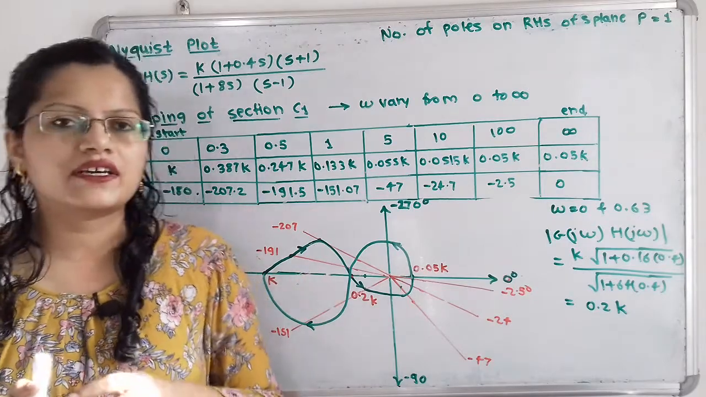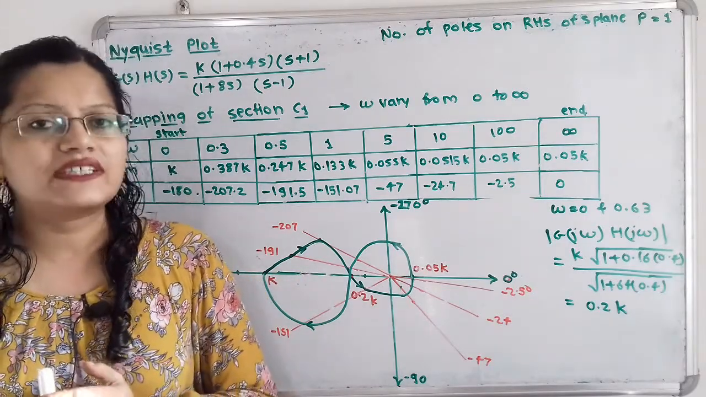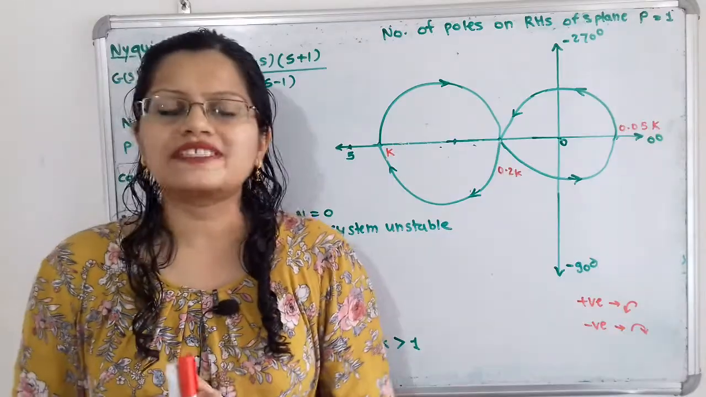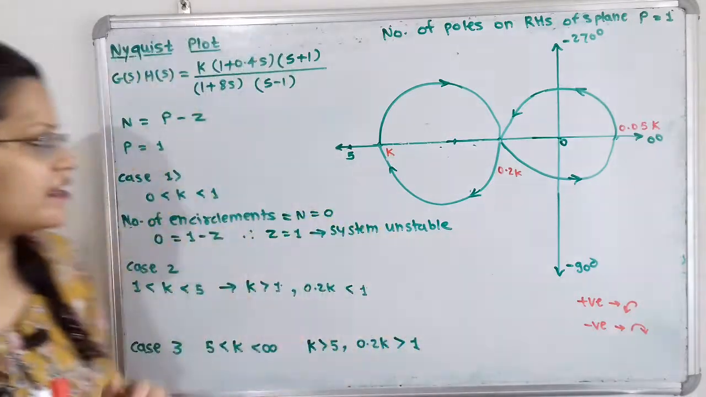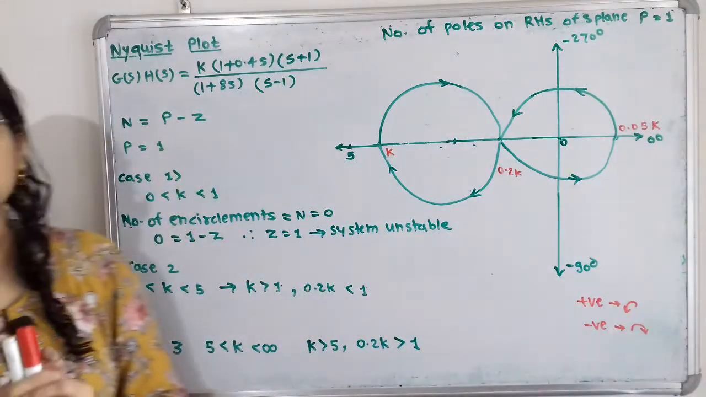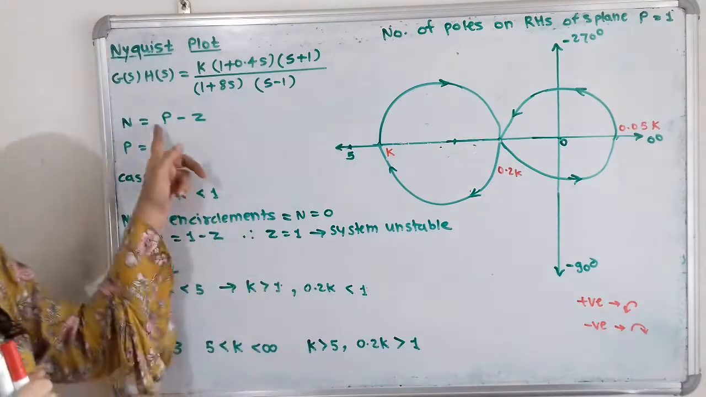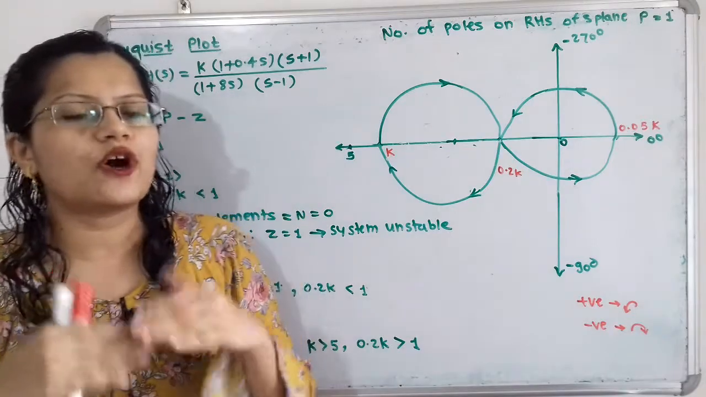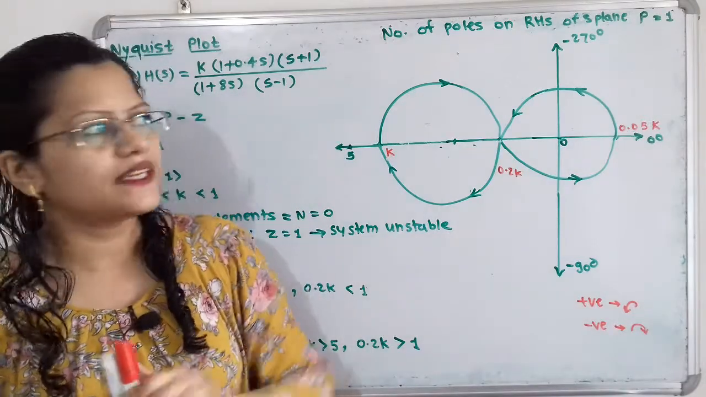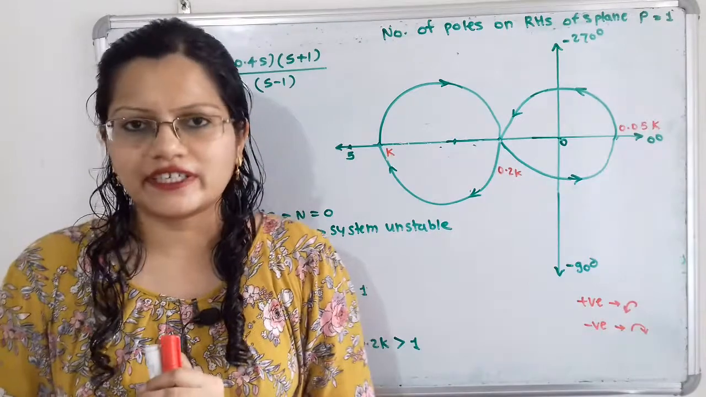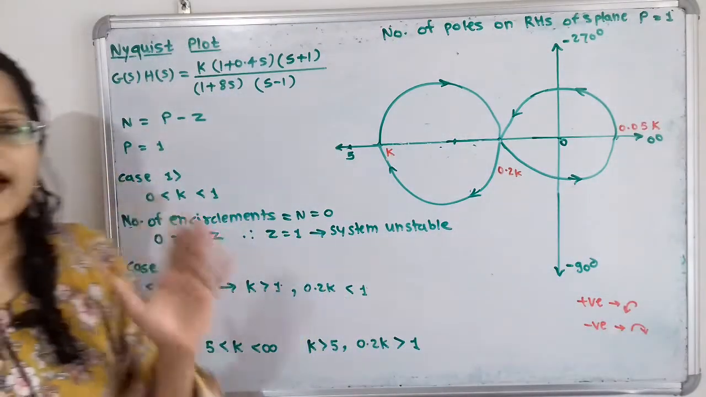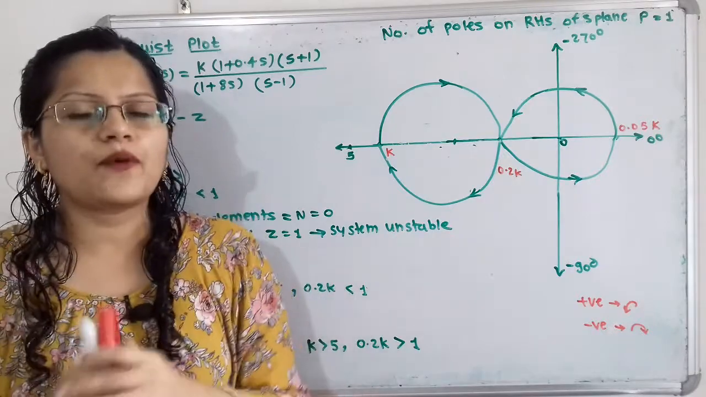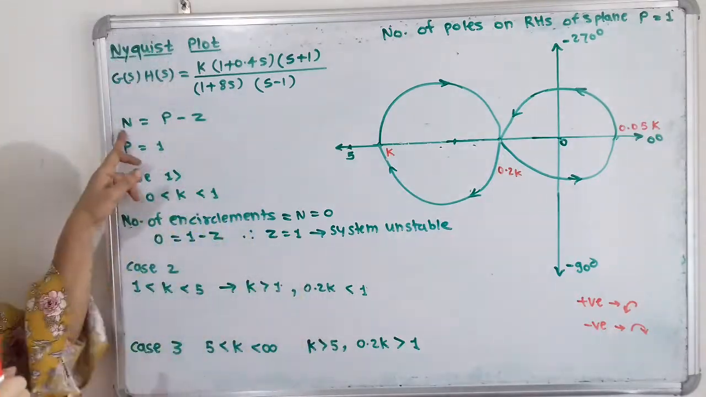Now we have to determine the range of K for the stability of the system. To determine the range of K for stability, we will use the formula N is equal to P minus Z, where the value of P is known. We have already calculated the number of open loop poles on the right hand side of the plane, that is P is equal to 1. So what is the value of N? That is the number of encirclements of the point minus 1, 0.